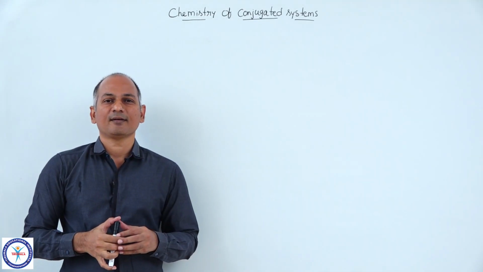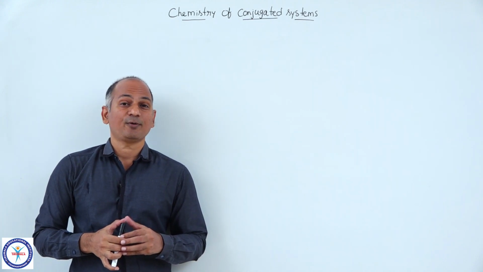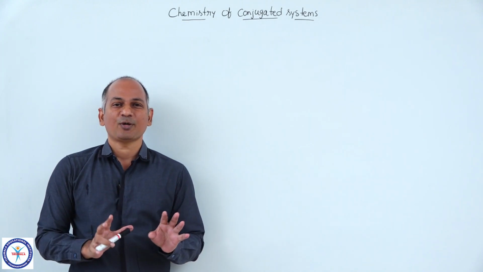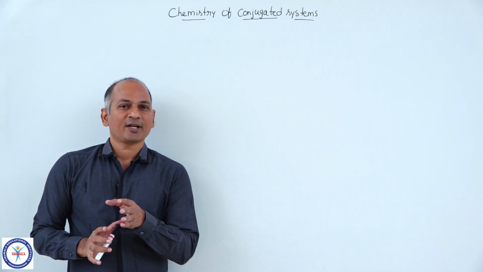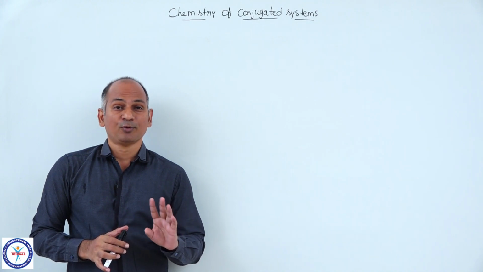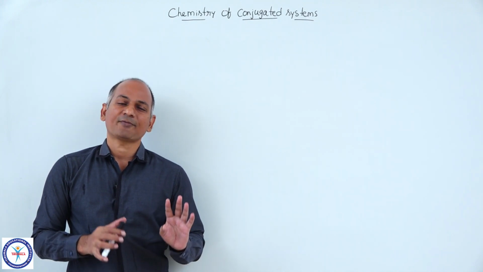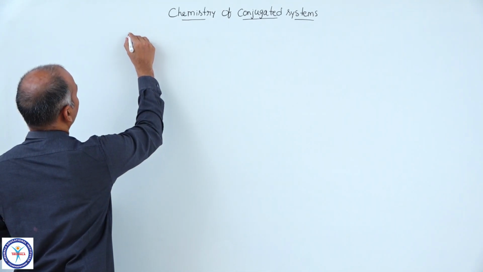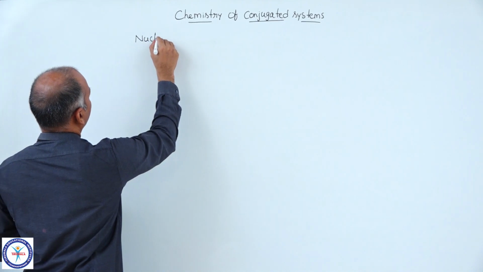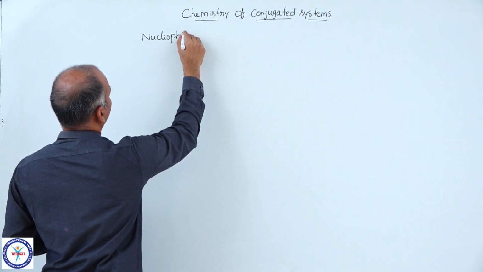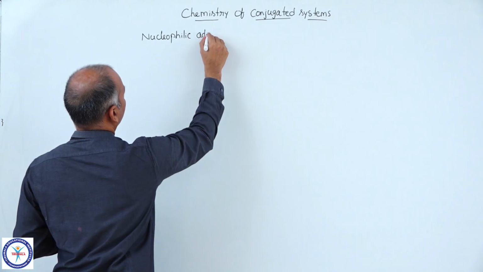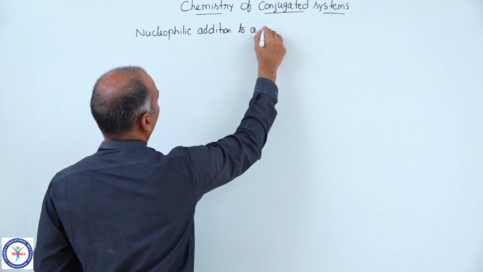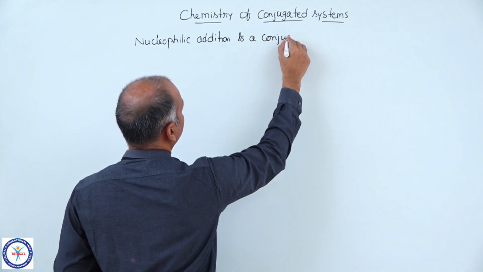Now let us see the nucleophilic addition to conjugated systems. But of course our conjugated system will change now. Now it is not 1,3 butadiene, it is no more a conjugated diene. But of course still it is a conjugated system. Okay, the next reaction is nucleophilic addition to a conjugated system.